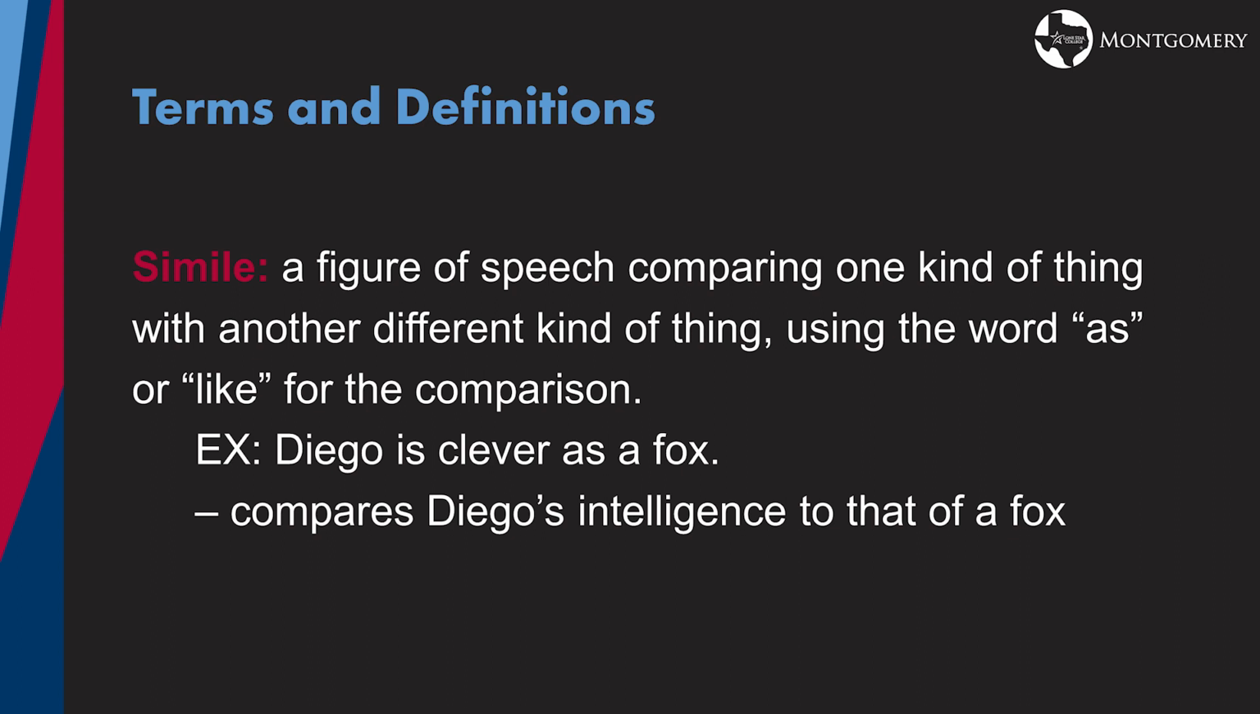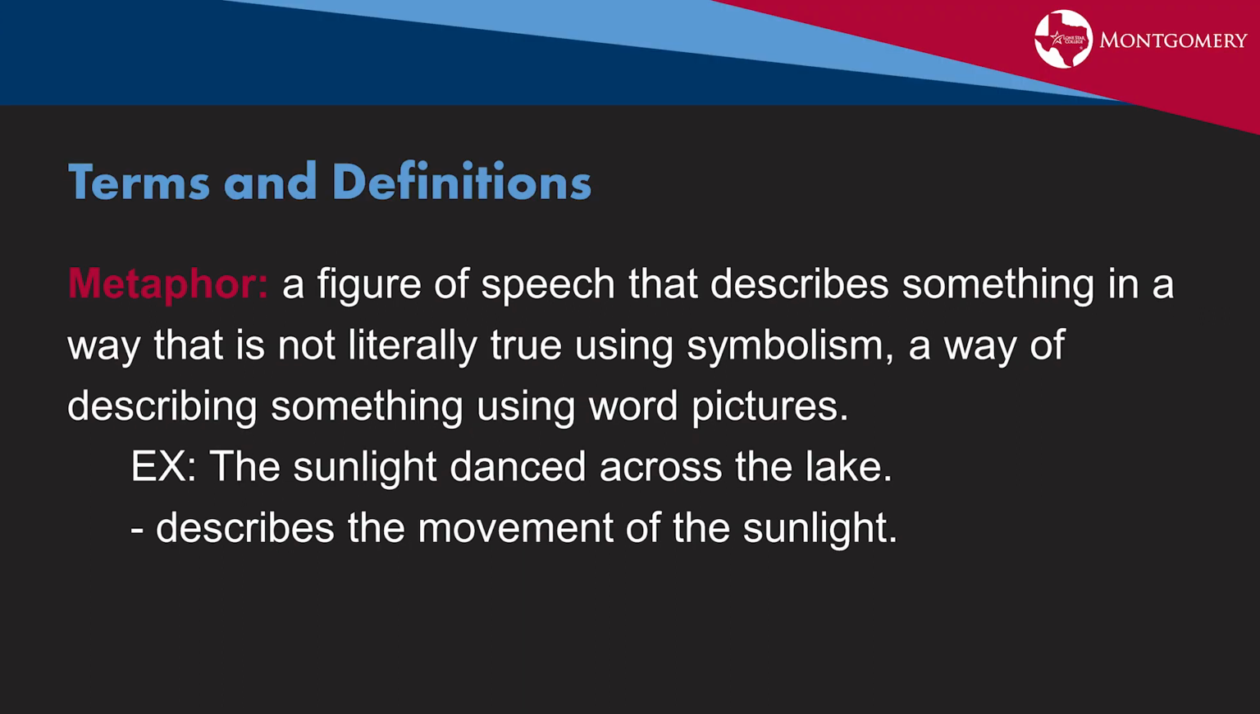Diego is clever as a fox. This compares Diego's intelligence to that of a fox. We're not saying Diego is literally a fox, merely that his intelligence is like that of a fox. A metaphor is a figure of speech that describes something in a way that is not literally true, using symbolism, a way of describing something using word pictures. The sunlight danced across the lake. This describes the movement of the sunlight. We're not saying that the sunlight is literally dancing, we're describing the movement.